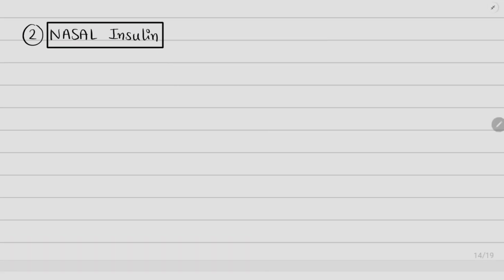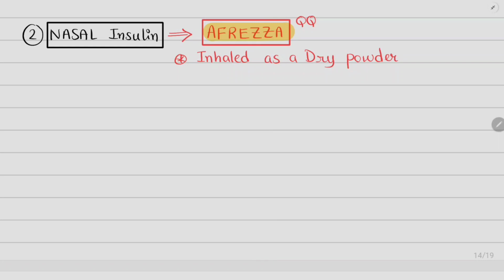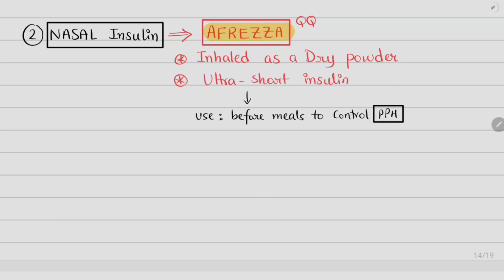Number 2 route of administration is nasal insulin. Yes, insulin can be given through the nasal route. So the example is Afreeza. Now this is inhaled as dry powder form. Now this has ultra short action and therefore it is used before the meals to control PPH. Now it acts for 3 hours. So that's an important point. And since this is an ultra short action insulin, it can be given along with basal injectable insulin.